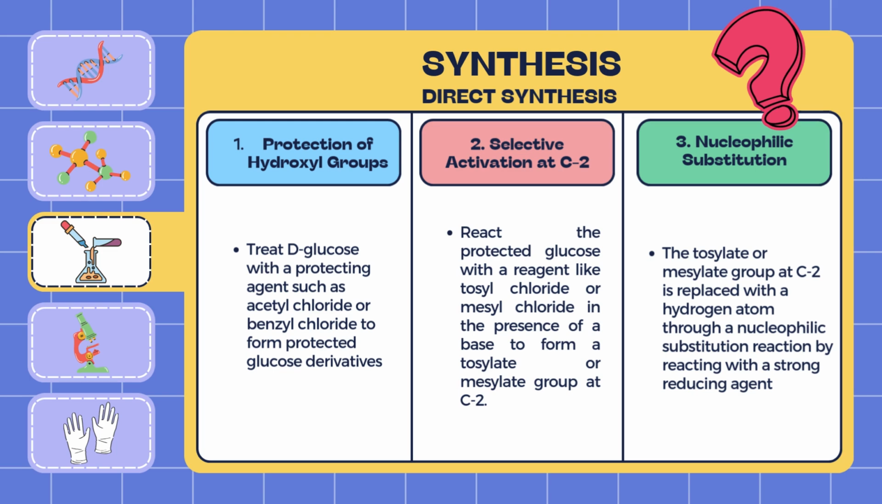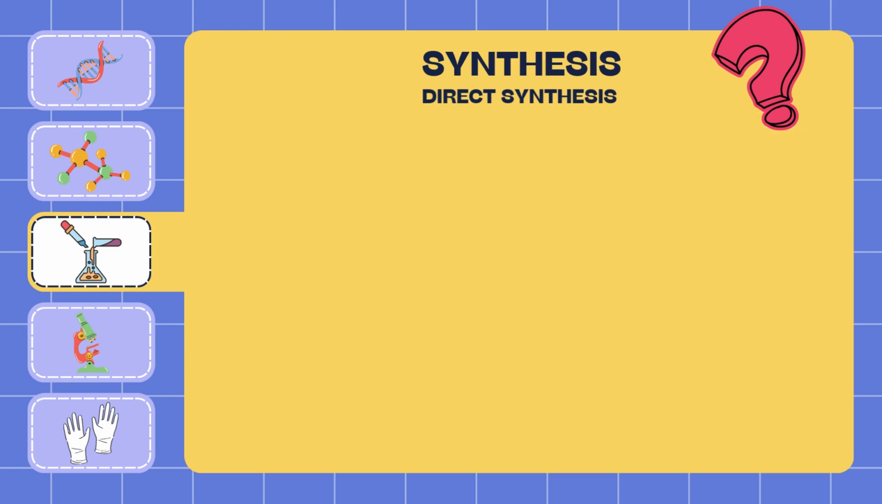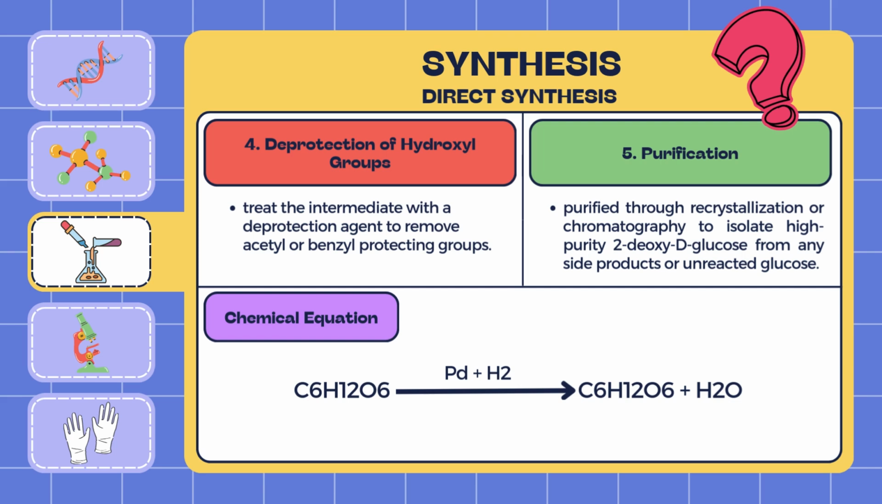Then, the tosylate or mesylate group at the carbon 2 is replaced with a hydrogen atom through a nucleophilic substitution reaction by reacting with a strong reducing agent like lithium aluminium hydride. Afterwards, the protecting groups need to be removed by treating the intermediate with a deprotection agent like dilute acid. Lastly, the crude product is purified through recrystallization or chromatography to isolate high purity 2-deoxy-D-glucose. On the screen, we can see the chemical equation of how the direct synthesis takes place.